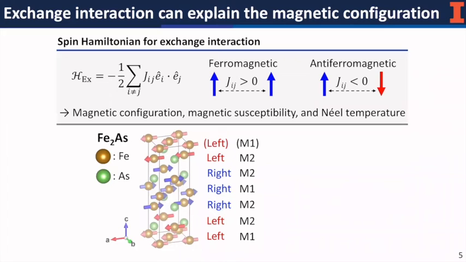Yes, so we also checked the DMI interactions, because the method we use can also extract the Dzyaloshinskii-Moriya interactions. But when we checked these interactions, the magnitude was much smaller than the exchange interactions. So in this case, we ignore the DMI term.